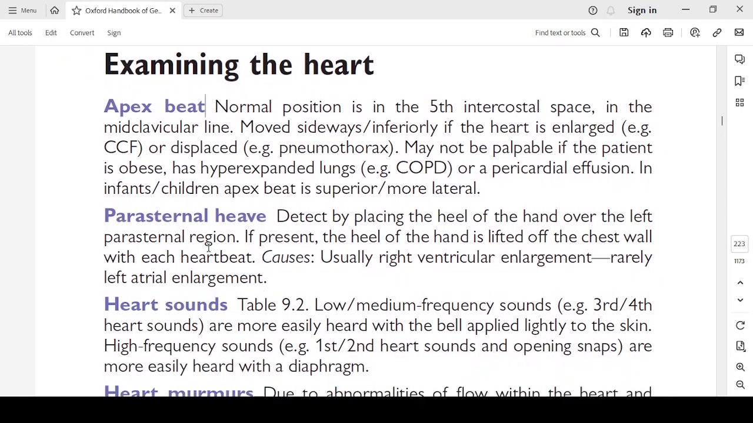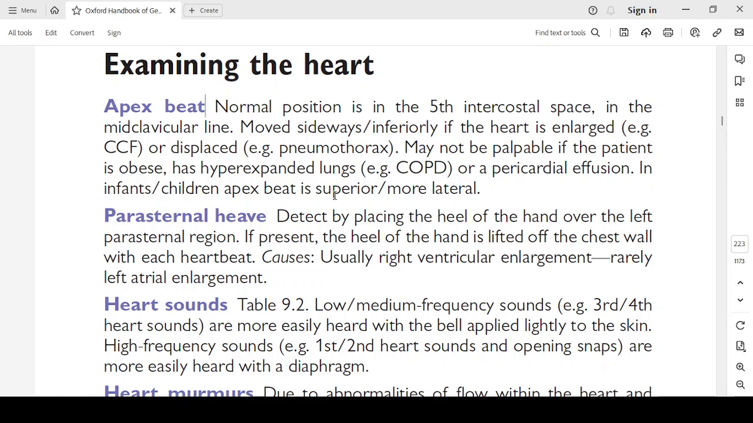Examining the heart. Apex beat. Normal position of the apex beat is the fifth intercostal space in the mid-clavicular line. Moved sideways or inferiorly if the heart is enlarged, for example in congestive cardiac failure, or displaced, for example in pneumothorax. May not be palpable if the patient is obese, has hyper-expanded lungs, for example COPD, or a pericardial effusion.